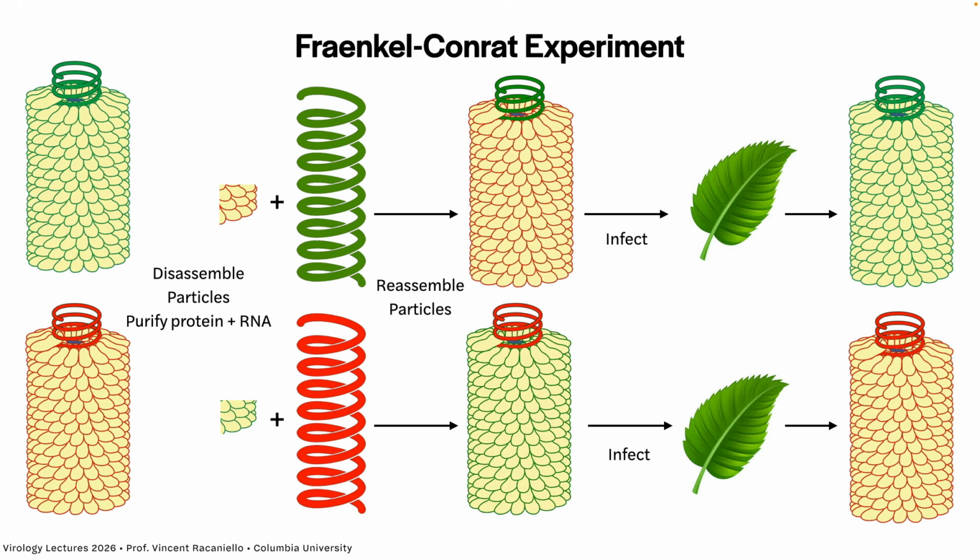So now you have a mixed virus. You have a green RNA with a red protein, for example. You infect plants and you see what comes out. And the coat protein always matches the genome. If you have a green genome, the coat protein is green. If you have a red genome, it's red.